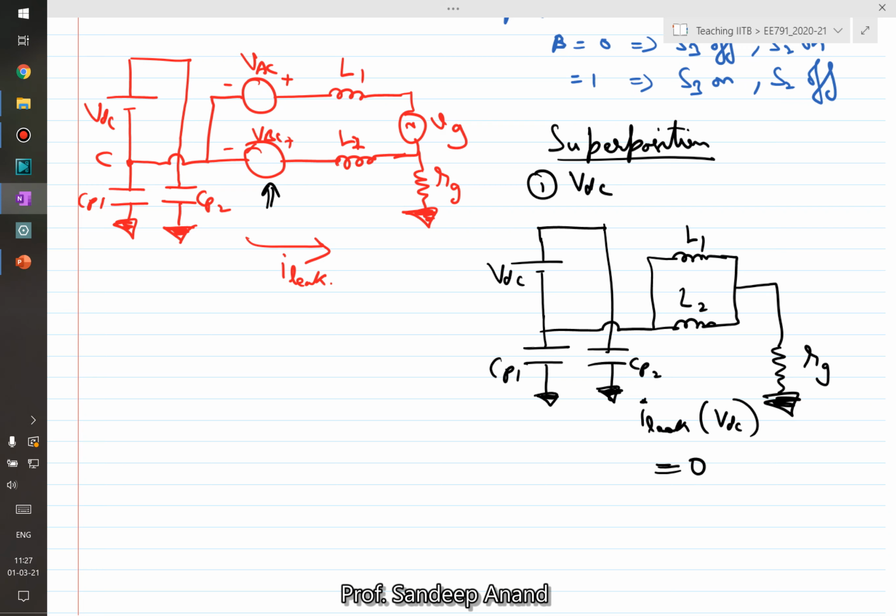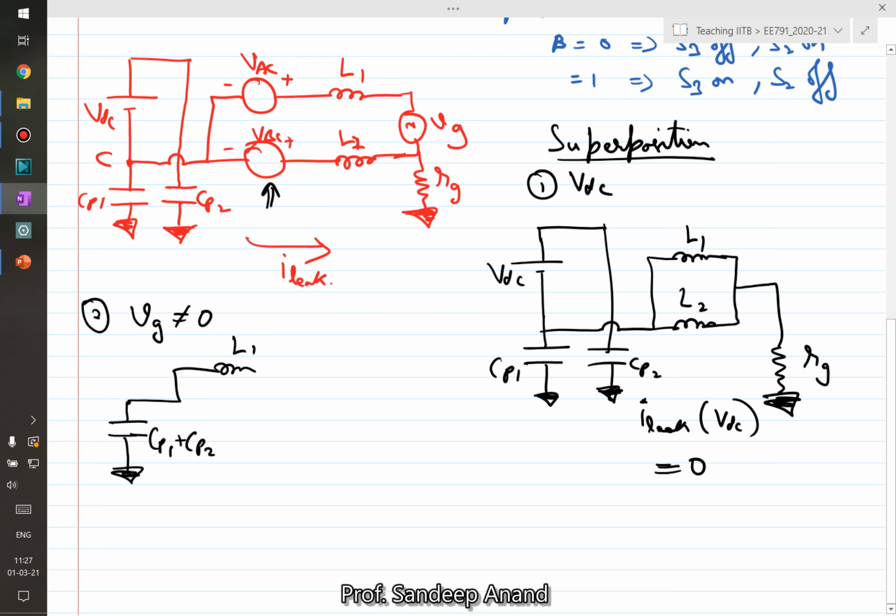Alright, now let's continue applying superposition. Let us make VG, the grid voltage, not equal to 0 and all the other sources equal to 0. In that case, the equivalent circuit would look something like this. If DC voltage is 0, then both the caps will come in parallel, so this is CP1 plus CP2. The inductors are not in parallel here: L1 is connected to VG and then through the resistance to ground. This is the equivalent circuit if you consider grid voltage as non-zero and the other sources as 0.